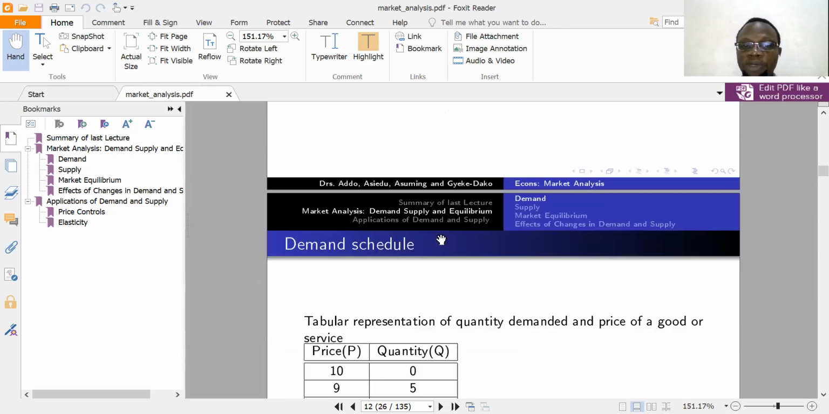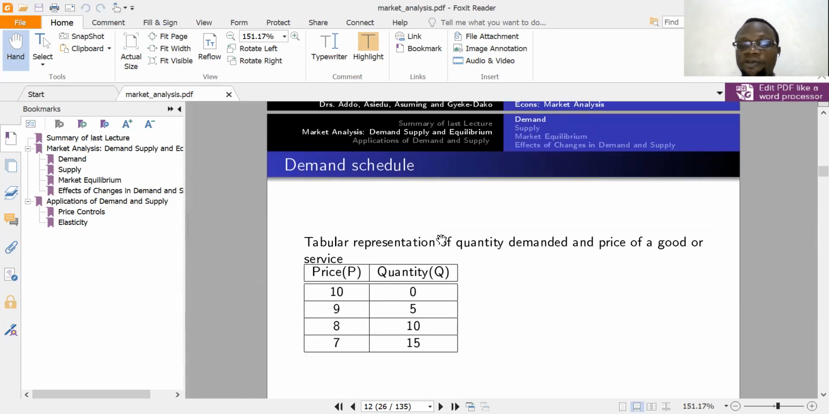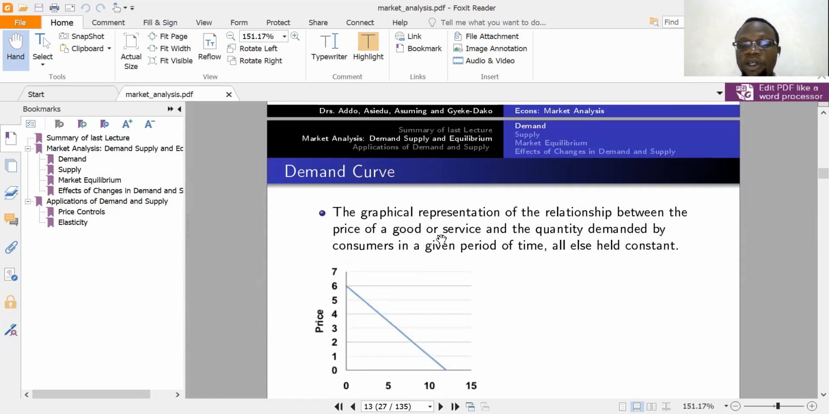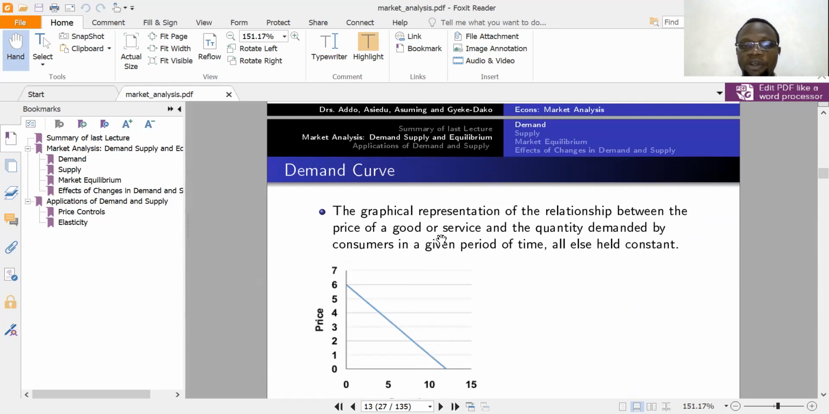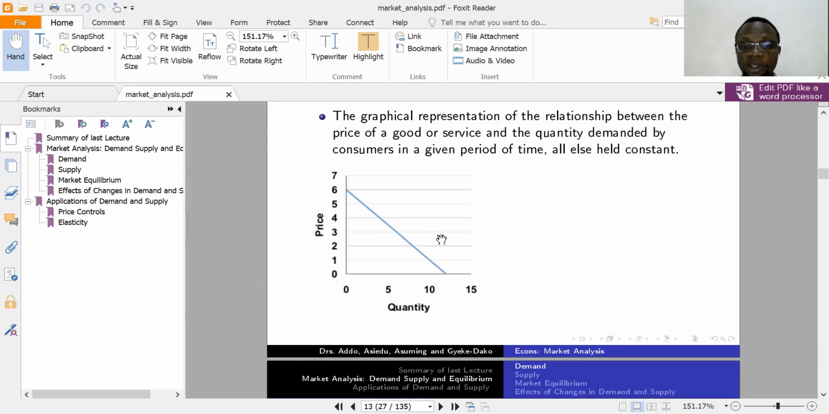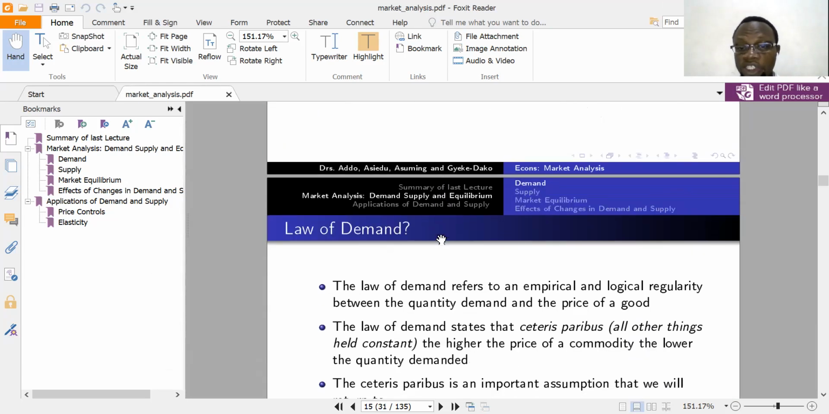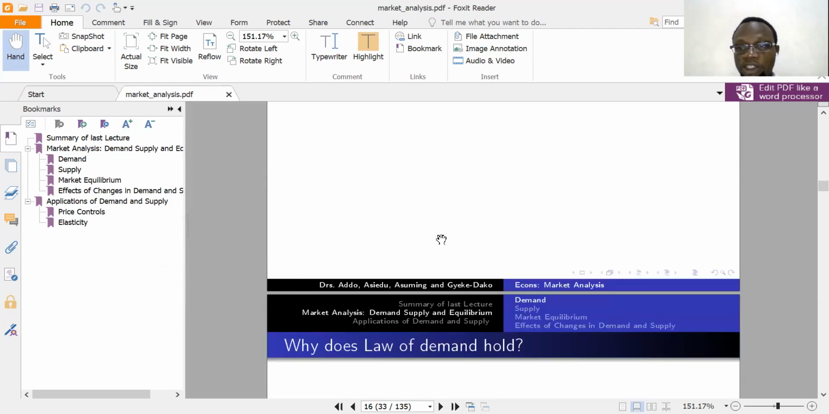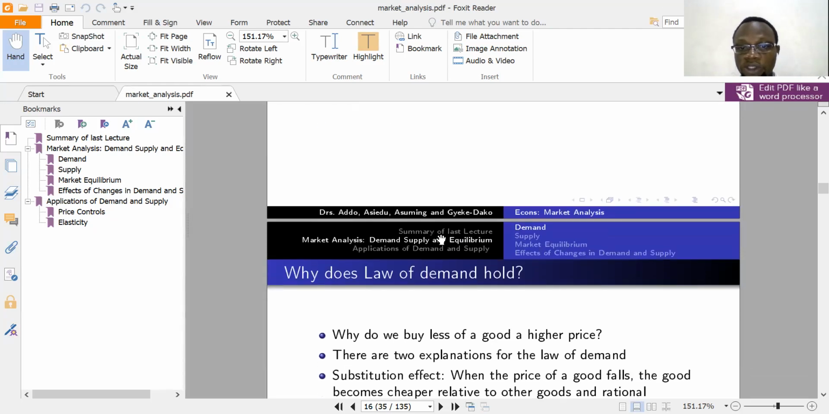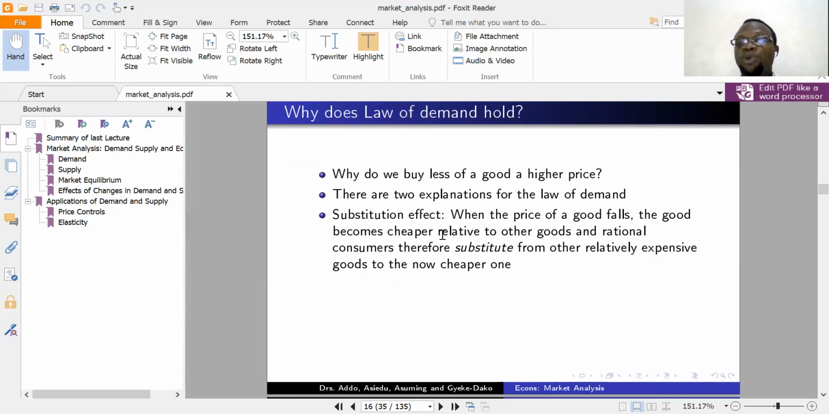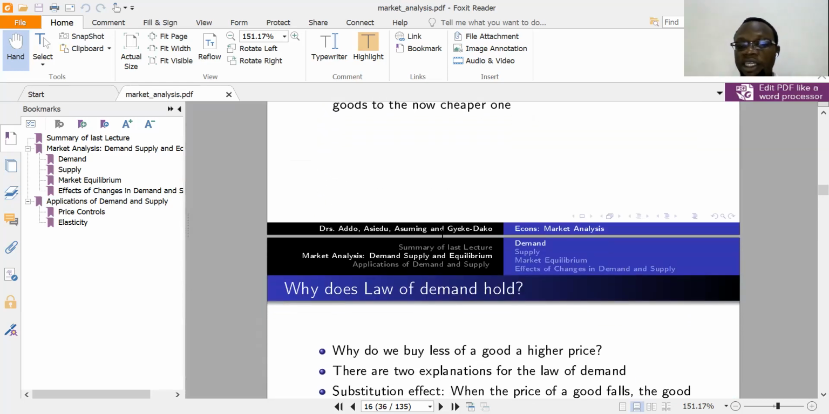So demand being represented in a tabular form, using a curve, and we say it's a downward sloping demand curve. Okay, and then we said you can also represent demand as an equation. So I also touched on that as the equation. Okay, and then we spent time on why the law of demand holds. Okay, substitution effect, income effect.